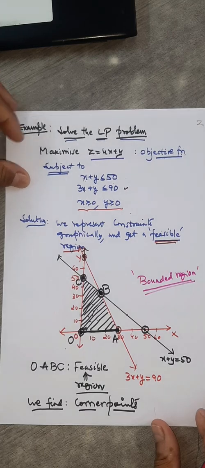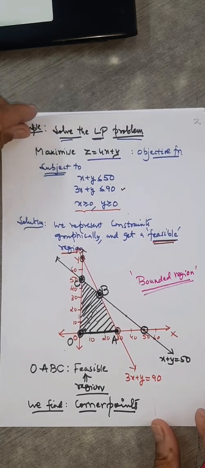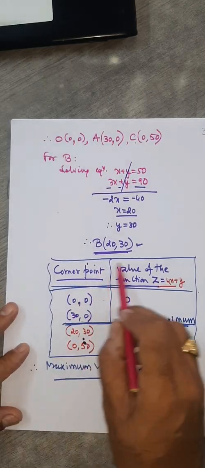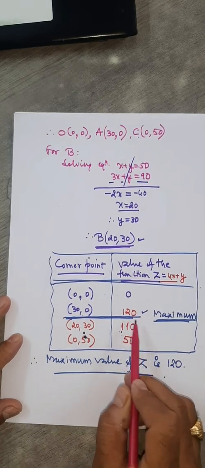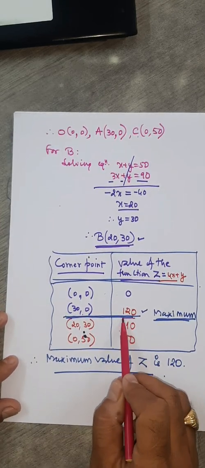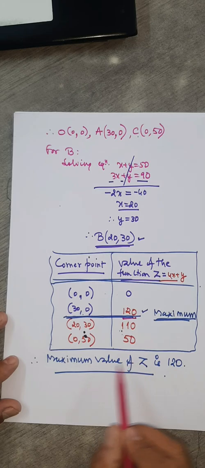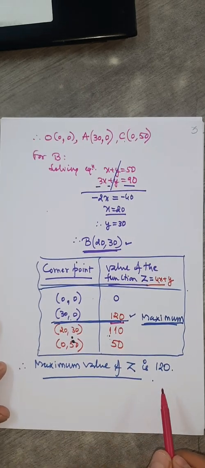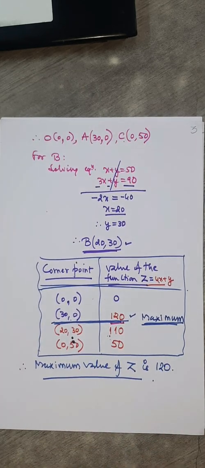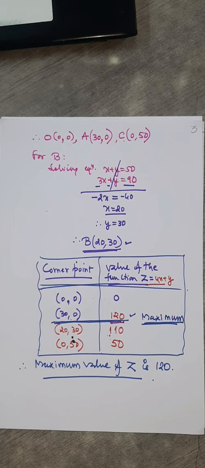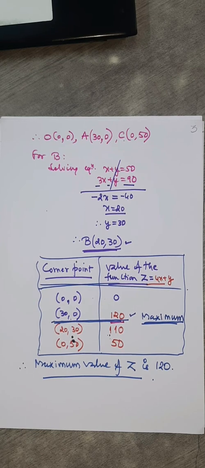Fine. Once we get the coordinates of the points, we prepare this table and just look at where the function attains the maximum value. Here the maximum value is 120. So the maximum value of the objective function is 120 with the given conditions. That's what you have to do in every question. That's all in all about this chapter, remember. This much only, very simple chapter.